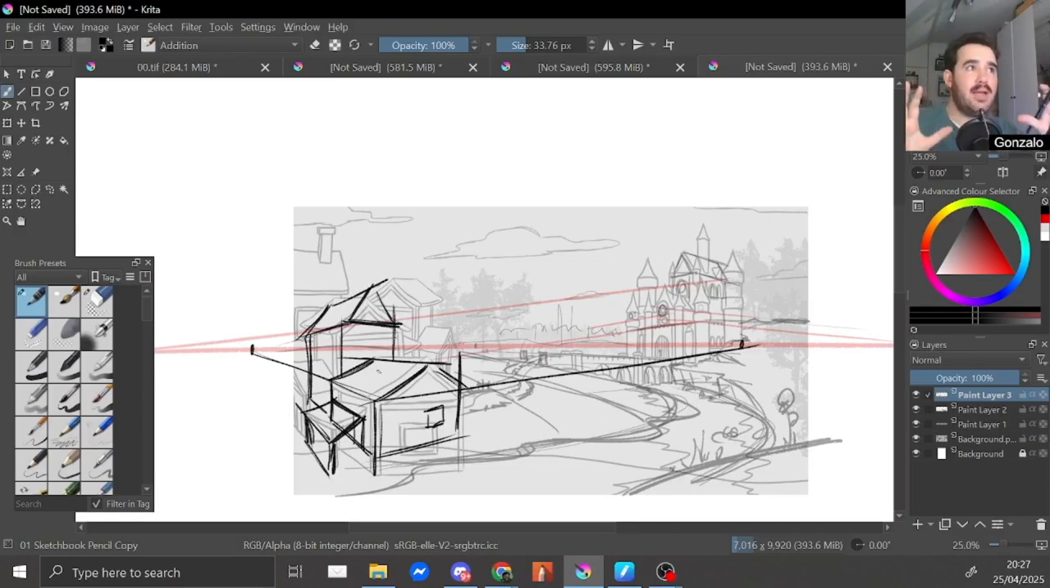We don't think about it, but when it gets closer to you and it's farther away, the perspectives and the angles change a lot. You can see how much more subtle these roof angles are than the ones up here.